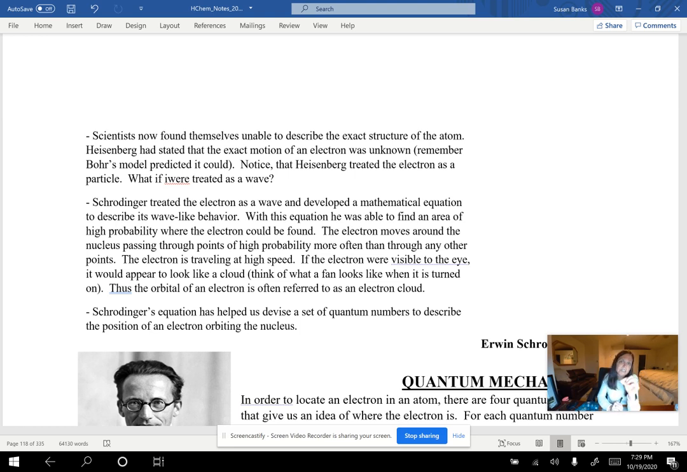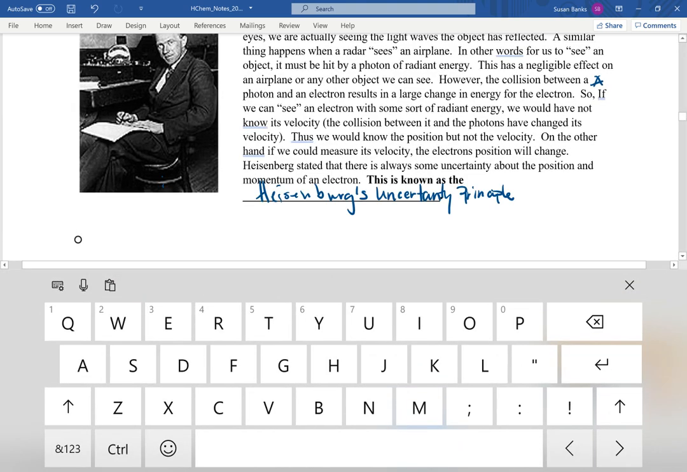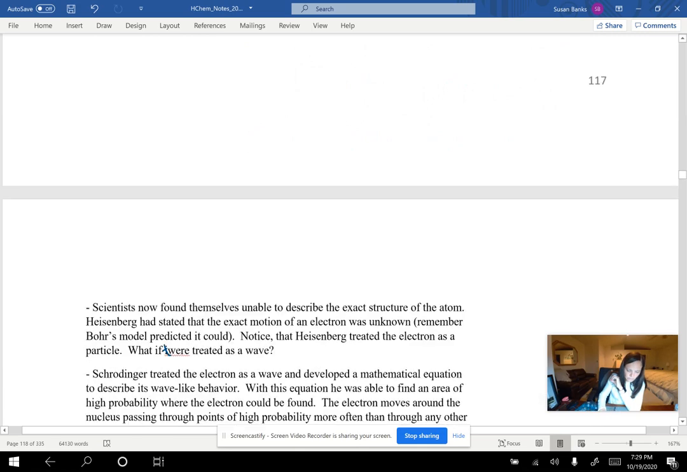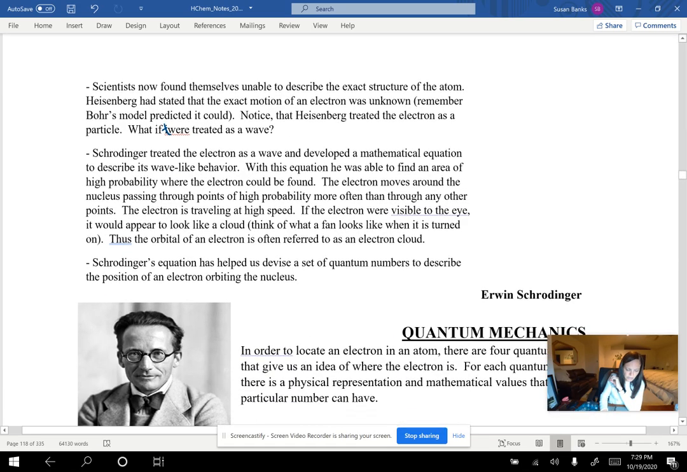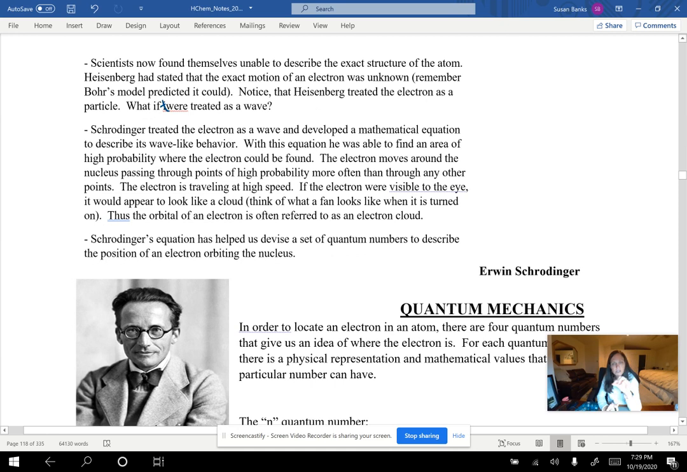What if it were treated as a wave? So, Schrödinger treated the electron like a wave and developed a mathematical equation to describe the wave-like behavior that Schrödinger was able to observe. With this equation, Schrödinger was able to find an area of high probability where the electron could be found.